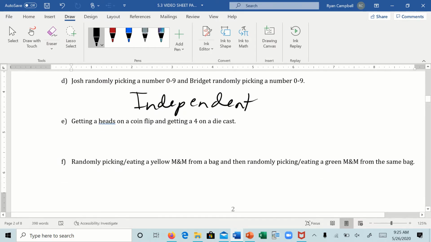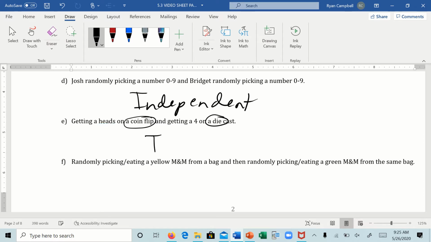All right, getting a heads on a coin flip and getting a 4 on a die cast. So a coin should in no way affect a die. So once again, these are independent.